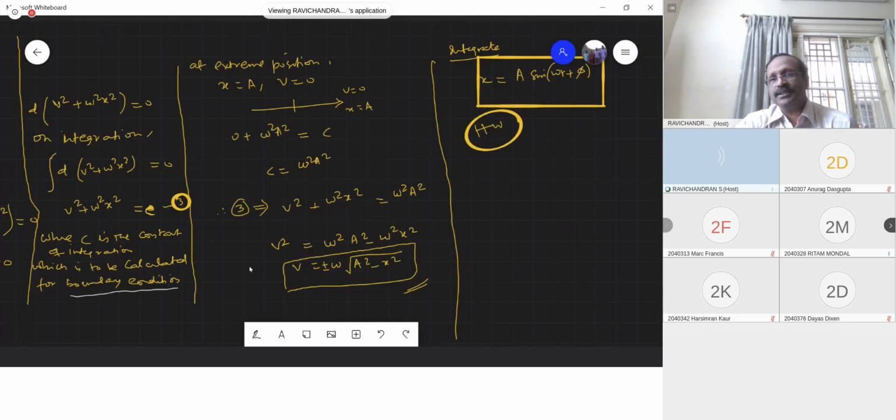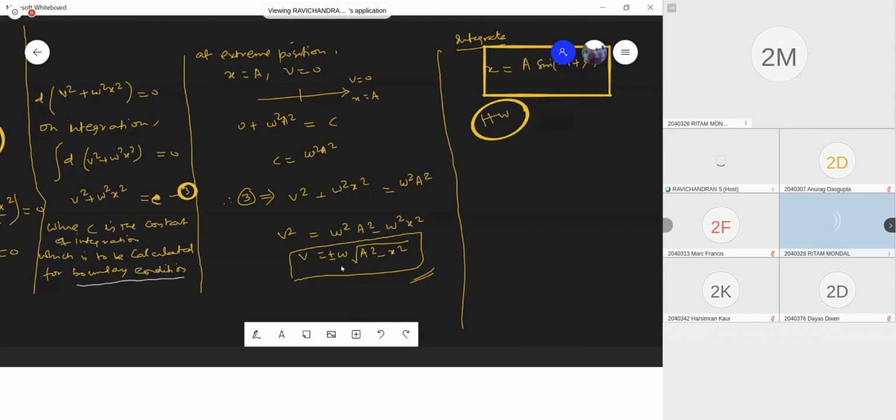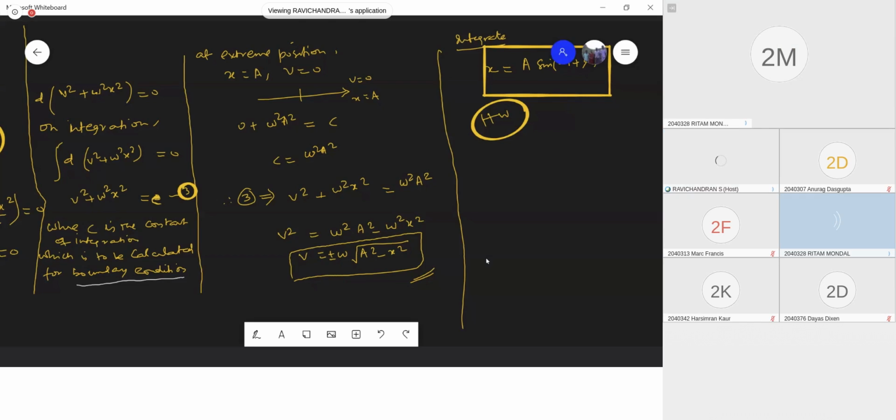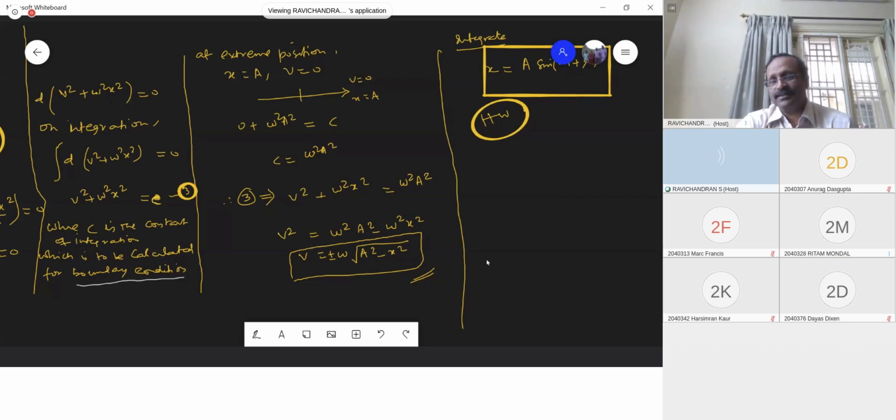I got the velocity equation. Sir, I have a doubt, sir. Both plus and minus. Yes. So does the negative and the positive sign of velocity in the final result mean the direction of velocity from the mean position? Perfect. Directional velocity. Yes. This is a vector equation.